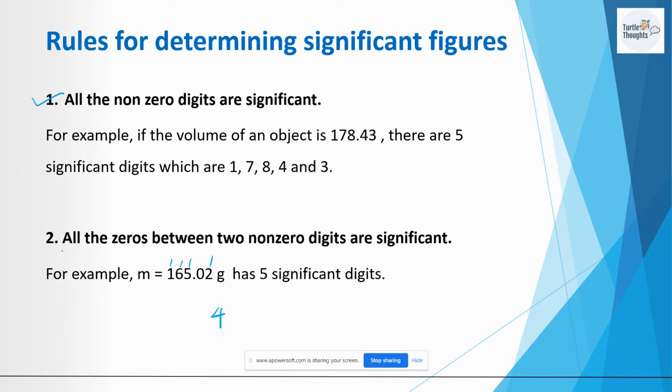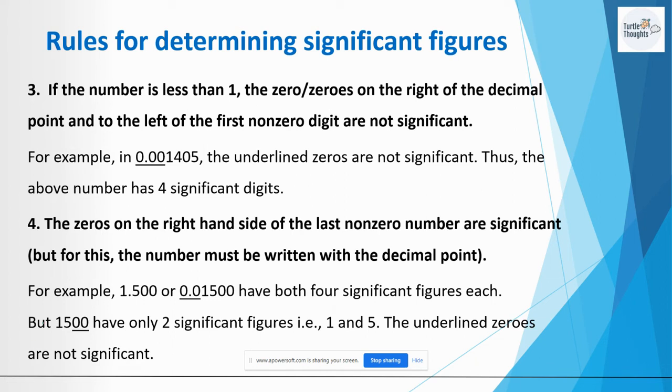What does your rule number 2 say? If we have a 0 coming in between two non-zero numbers, then even this will be significant. So how many significant figures will we be having in this? We will be having five significant figures.